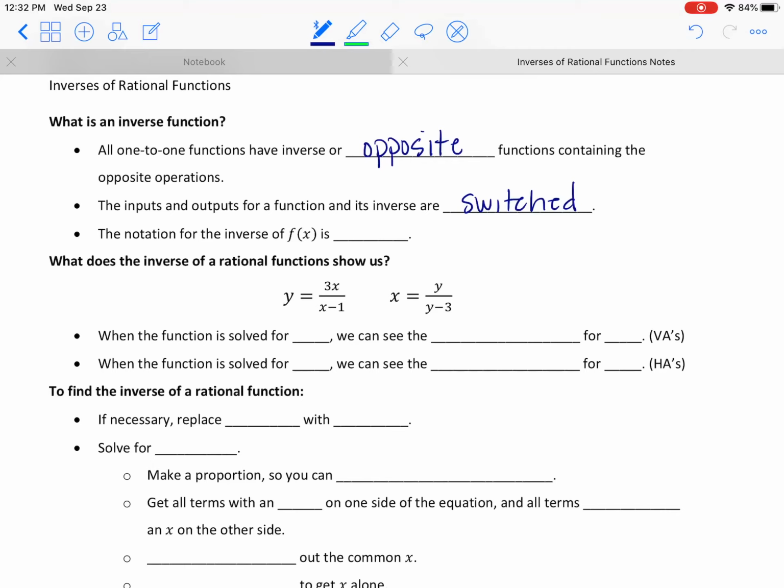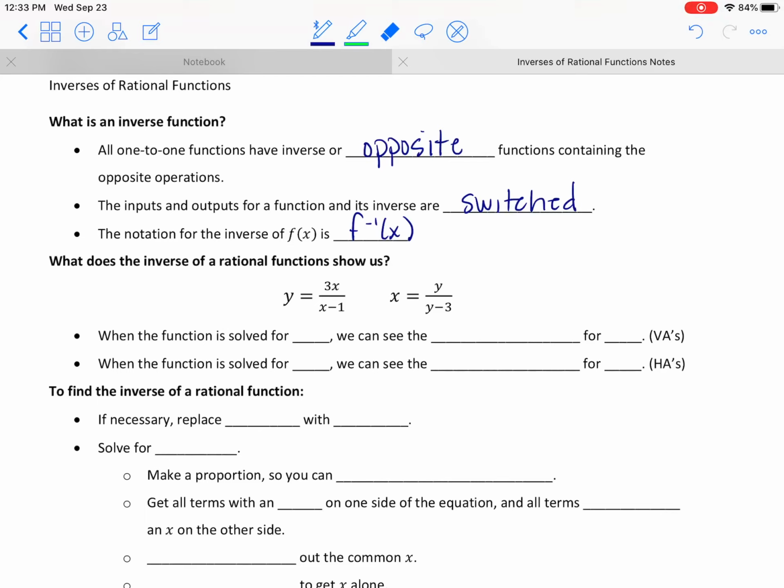Which makes sense, right? We rearrange the whole thing, and then we switch the x and the y. The notation for f of x would be f inverse of x, or if we had g of x, then we'd be looking at g inverse of x, or if we just had y, then we would be looking at y inverse. So we use the little -1 as notation for inverse, okay?